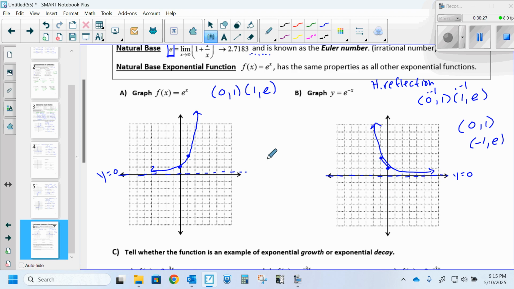Notice, I guess I didn't mention it earlier, but this negative, remember, it changed a growth into a decay. Now it's decreasing, right? Over here, the parent graph is increasing, and when you put a negative on that exponent, it flips it over the y-axis. So now you have a decay problem.